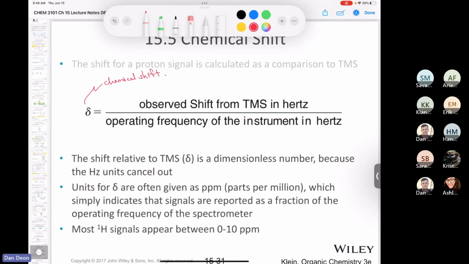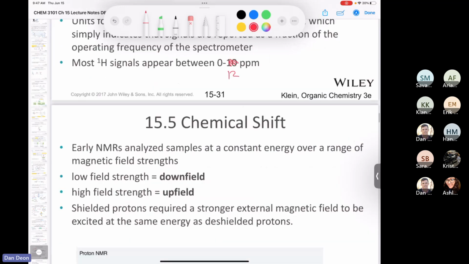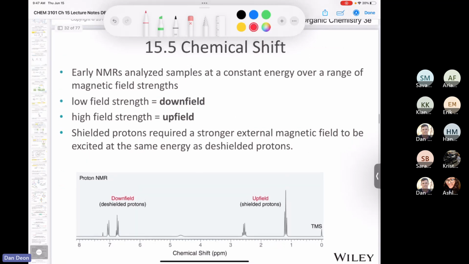And for most spectra that we're going to look at, the signals are going to appear somewhere between, it says 0 and 10. Let's correct that. It should be 0 and 12 parts per million. So if you have your notes out, change that to 0 to 12 is where most of our signals come out. So just a little bit of history here.